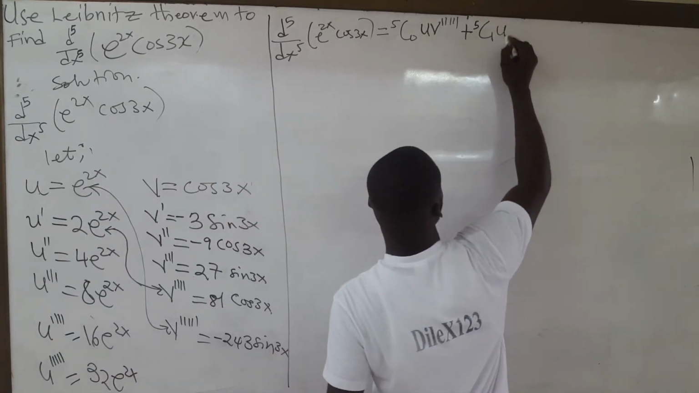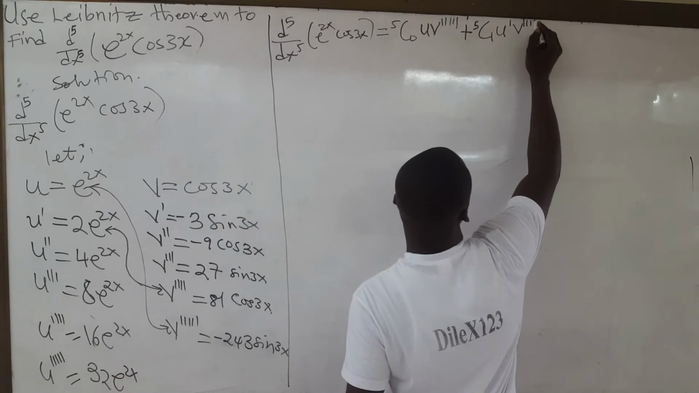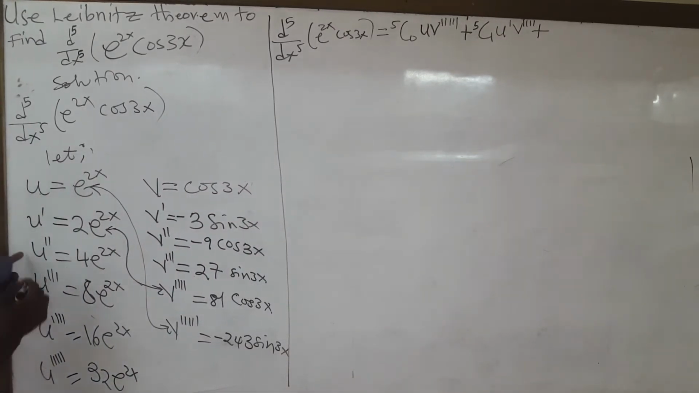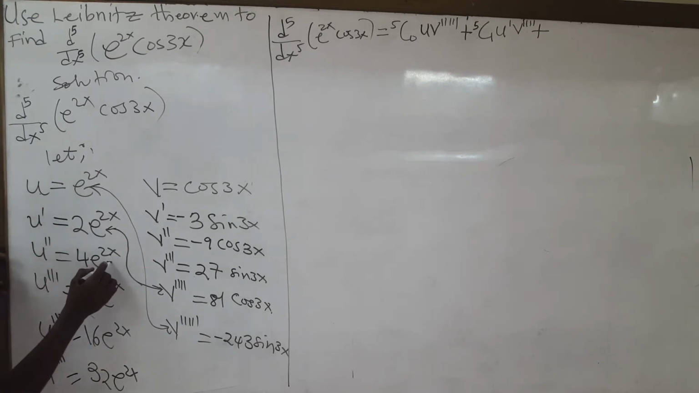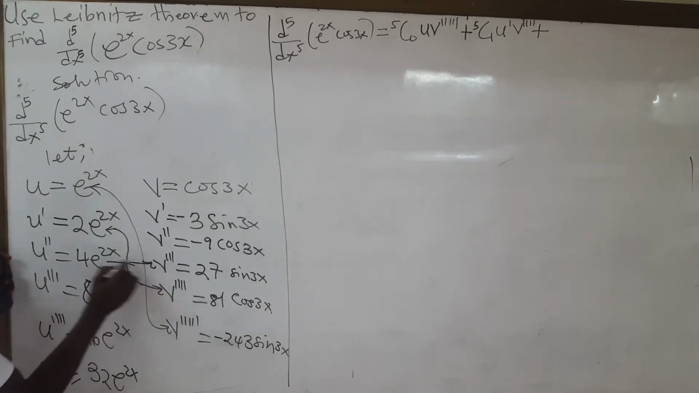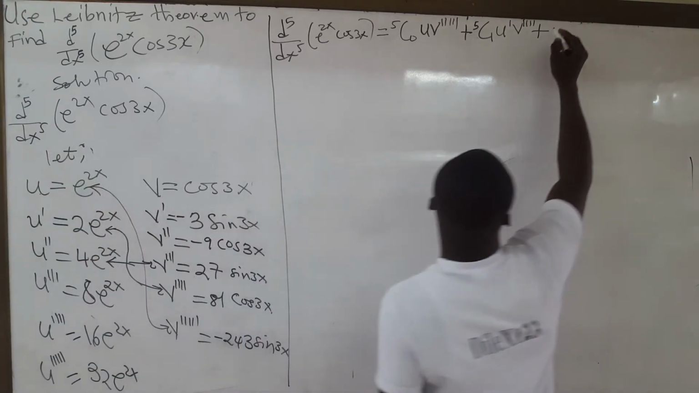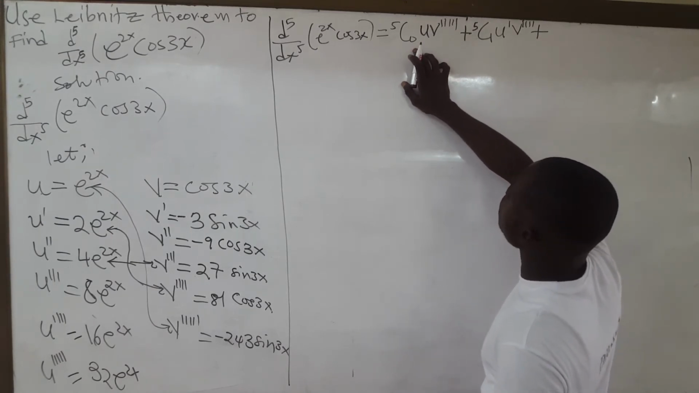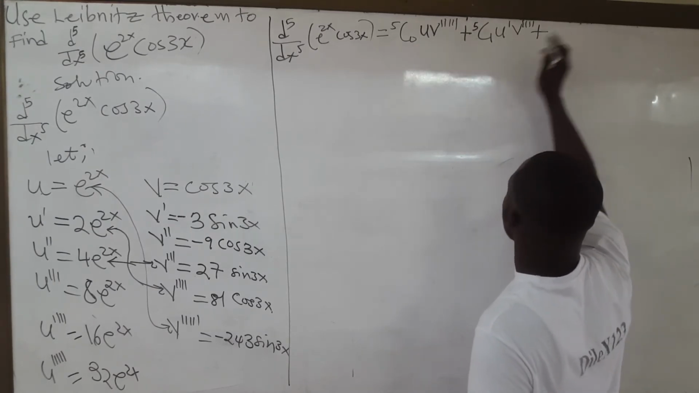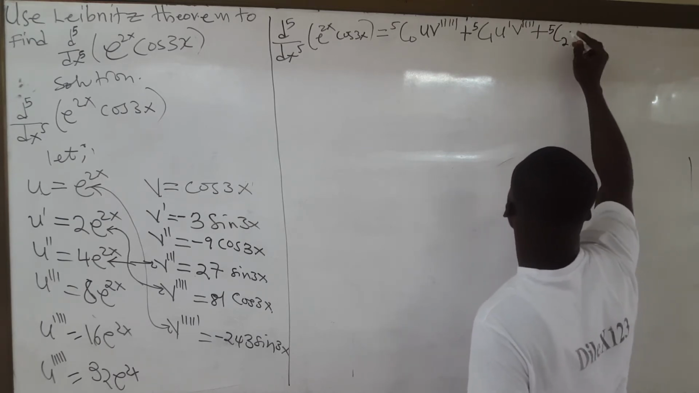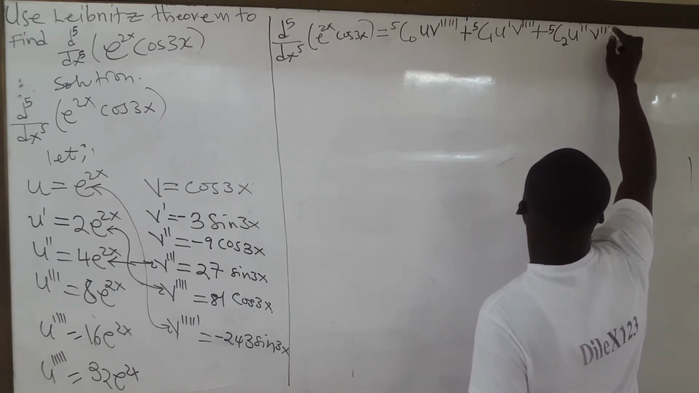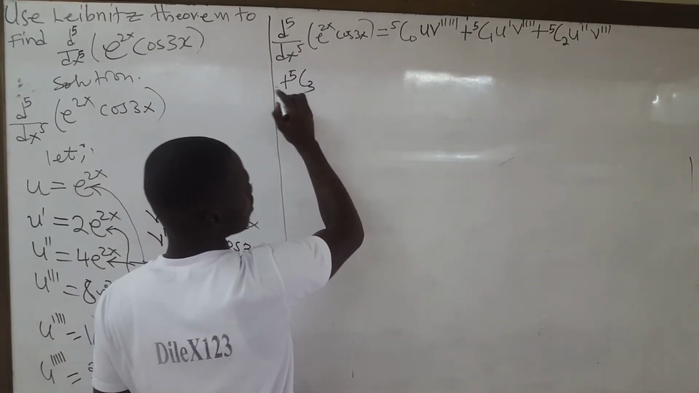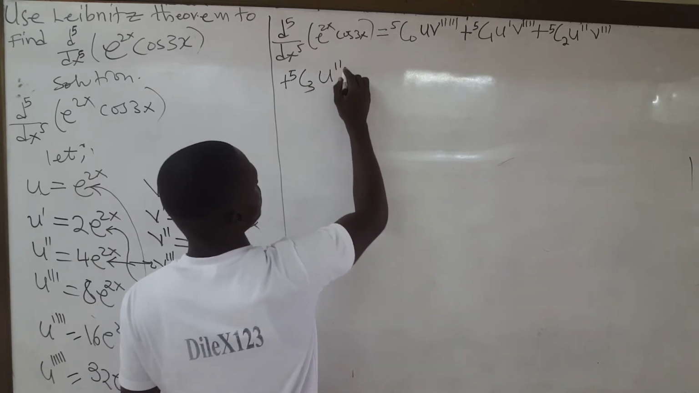So that will be written as u prime v prime prime prime prime plus we do the same for this one. We take the second differential of u and match it to the third differential of v. For the second differential of u, the combination below, the subscript, will increase by 1, so from 0 to 1, we go to 2. So 5 combination 2, u prime prime, v prime prime prime. We continue, plus 5 combination 3, u prime prime.